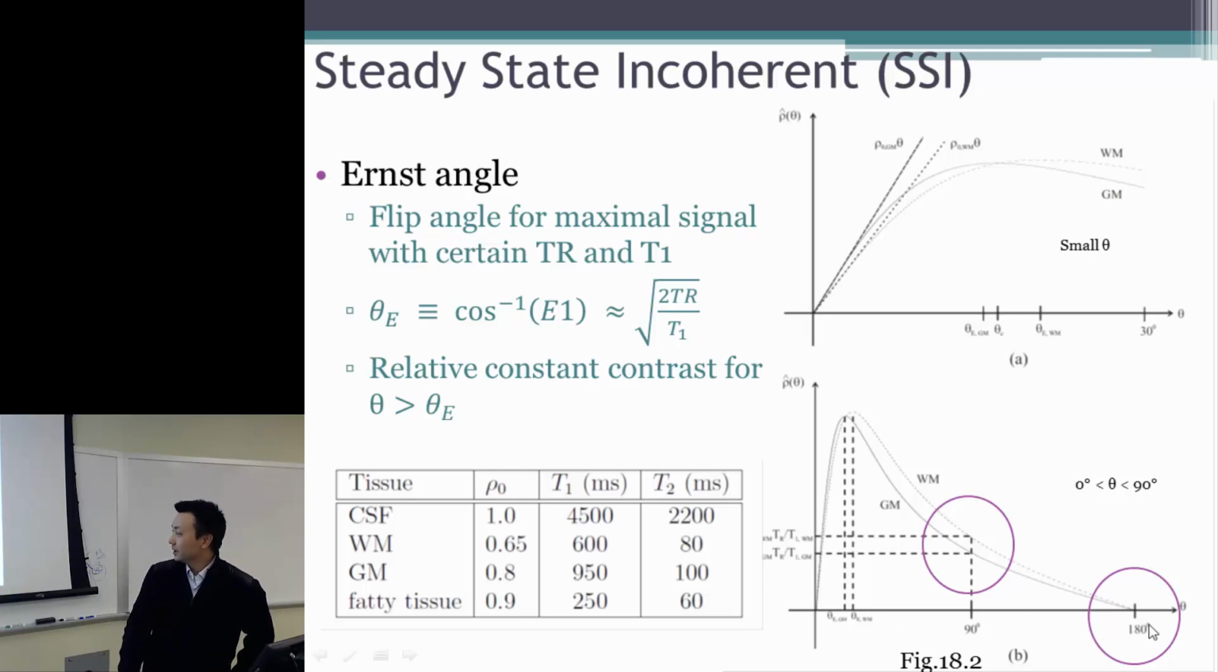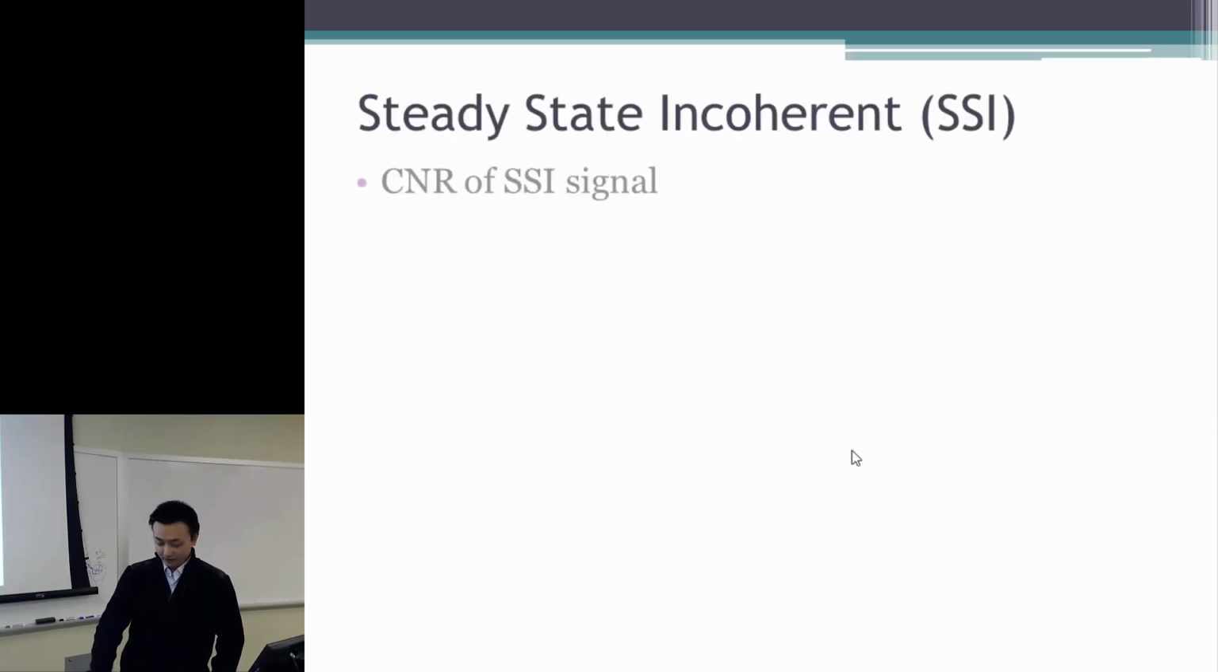And of course, if we use a flip angle of 180 degrees, we can see that they all just flip back and forth along the longitudinal direction. So we would expect that to be 0 signal, which also proves that this plot is correct.